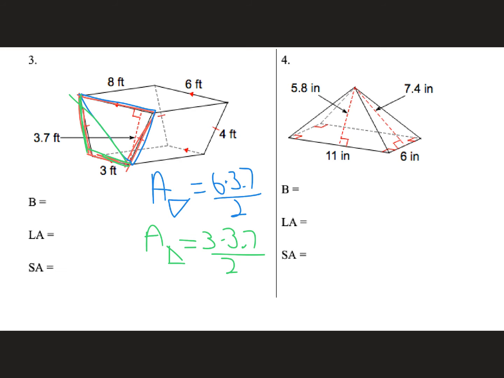So that means I just add those numbers together. So 6 times 3.7 divided by 2 plus 3 times 3.7 divided by 2. So I got 16.65. If you use a formula for a trapezoid, that's okay. You just have to make sure you know how to use it.